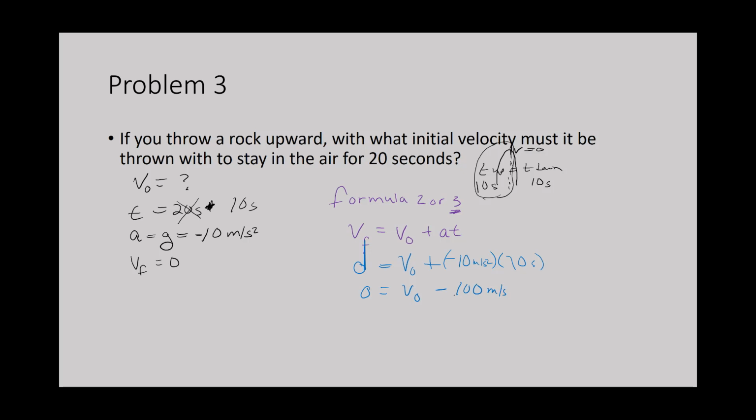Okay, and then if I move the 100 over by adding 100, I get 100 meters per second is equal to my initial velocity. Now, I don't have to double this or anything like I did on that previous problem with the time, because I already took into account the half of the motion, and I already took care of that over here when I went from 20 seconds to 10 seconds. So my initial velocity would have to be 100 meters per second.